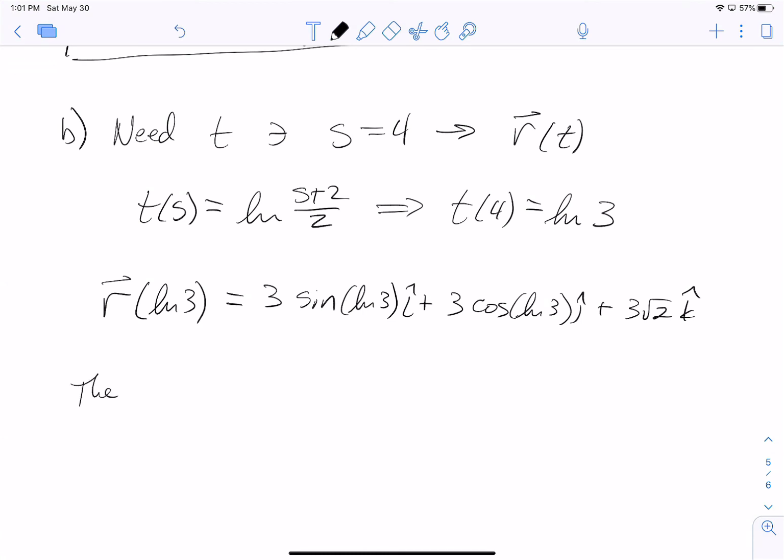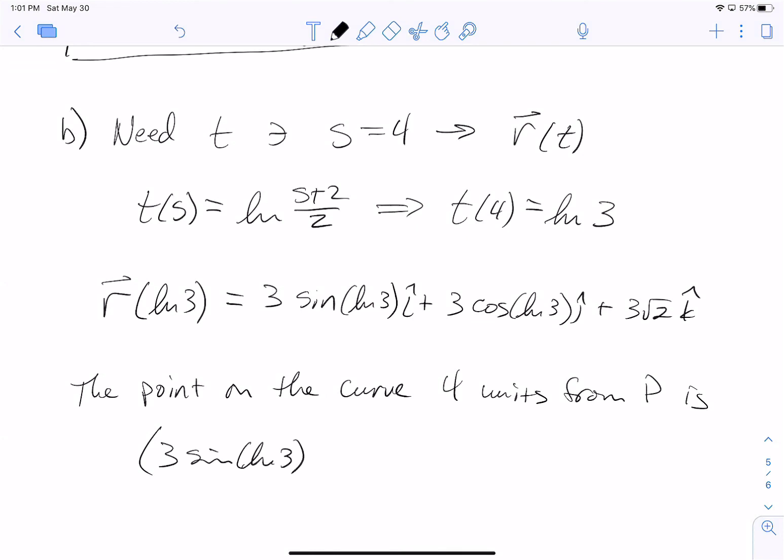Therefore, the point on the curve 4 units from P is 3 times the sine of the natural log of 3, 3 times the cosine of the natural log of 3, 3 times the square root of 2.